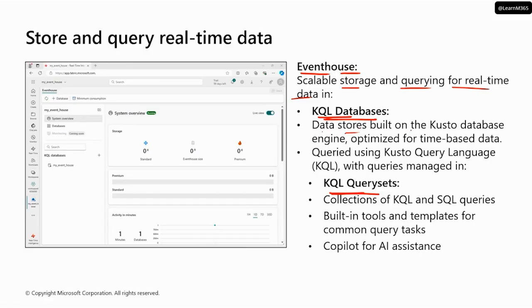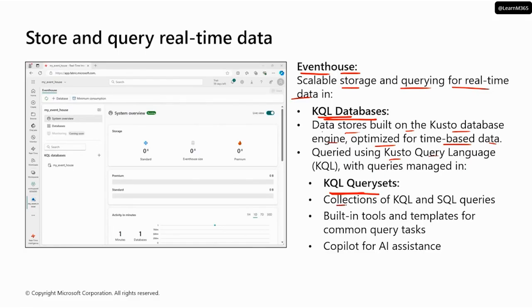These data stores are built on the Kusto database engine. It is optimized for time-based data. We can query them using the KQL language, which is the Kusto query language, with the queries managed in the KQL query set. So whatever queries are there will be managed within the KQL query set. A KQL query set is a collection of KQL queries.